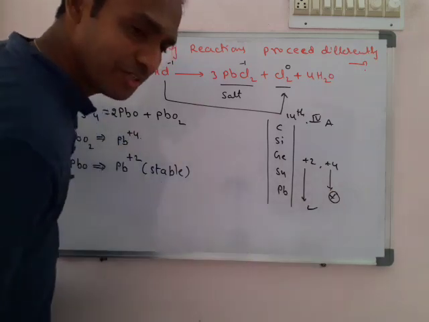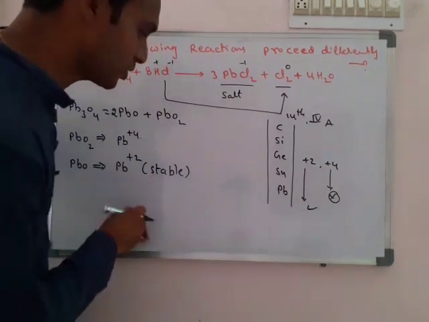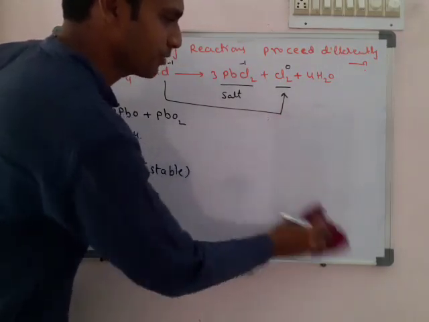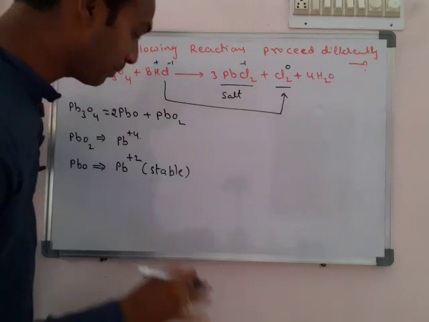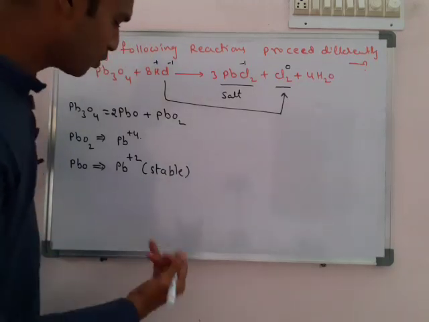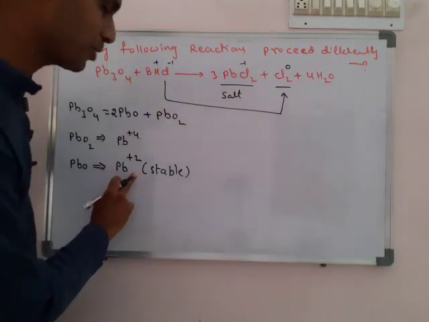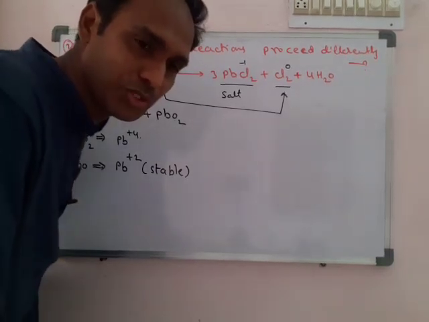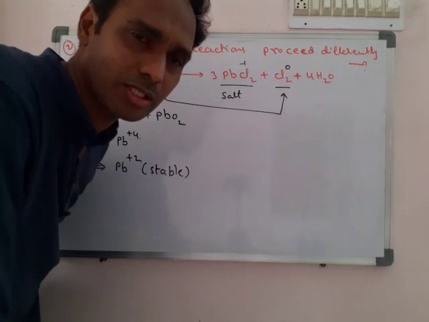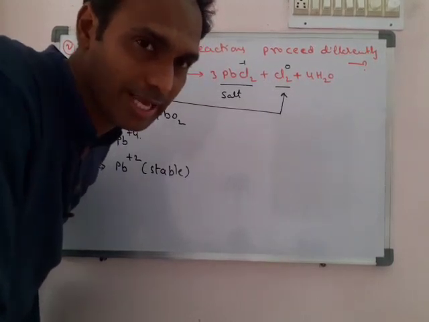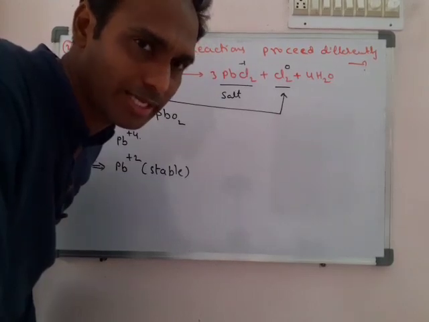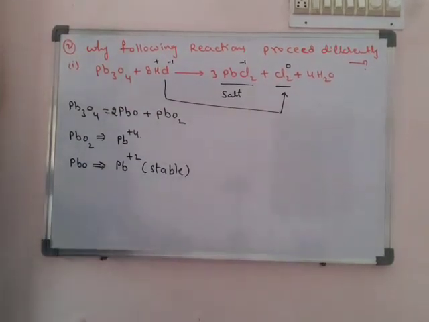So for lead, which is favorable? Pb+2 is favorable. So here Pb+4 tries to become Pb+2. So for Pb+4 to become Pb+2, it should be reduced. For it to be reduced, how does it work? It works as an oxidizing agent. Itself it is reduced, which means it works as an oxidizing agent.